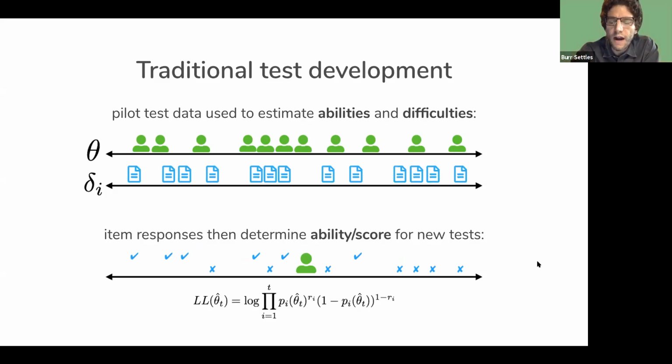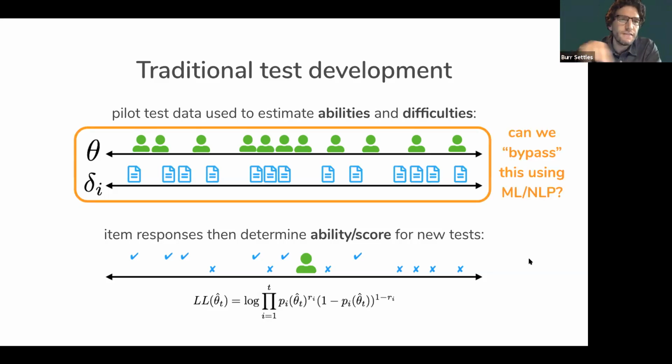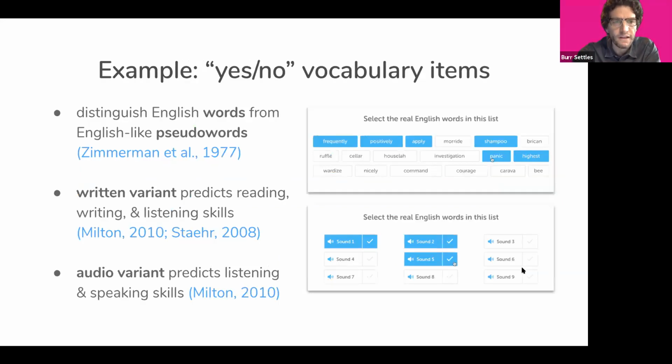There's another limitation to this too, where the scores generally need to be interpreted in a norm-referenced way as opposed to a criterion-referenced way. So one question we were asking is, can we bypass this expensive step using machine learning and natural language processing if we have a criterion reference like the Common European Framework of Reference, or the CEFR, for building a language test? So that's what we did.